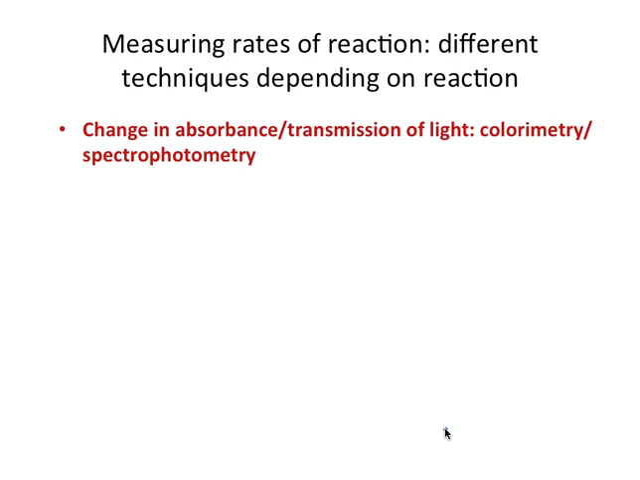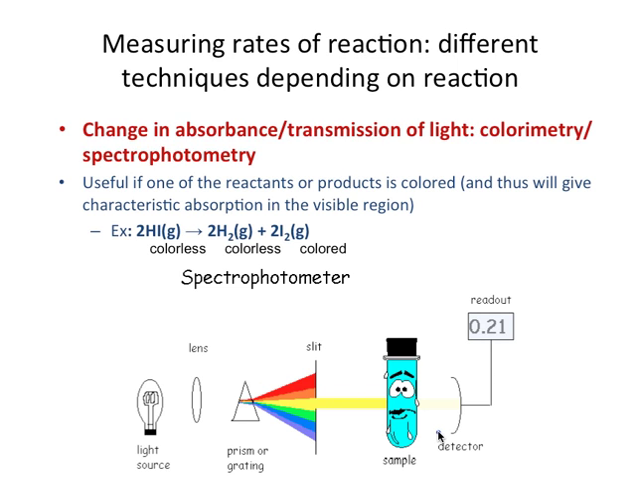If there is a change in the absorbance or transmission of light, meaning is there a color change? Is my product a different color? Does the color of the reactant change? We can use that with a colorimeter. Okay, light source, there's a lens, there's a prism, the sample, and then there's the detector. We did something like this last year using the cuvette with the colorimeter and Logger Pro.